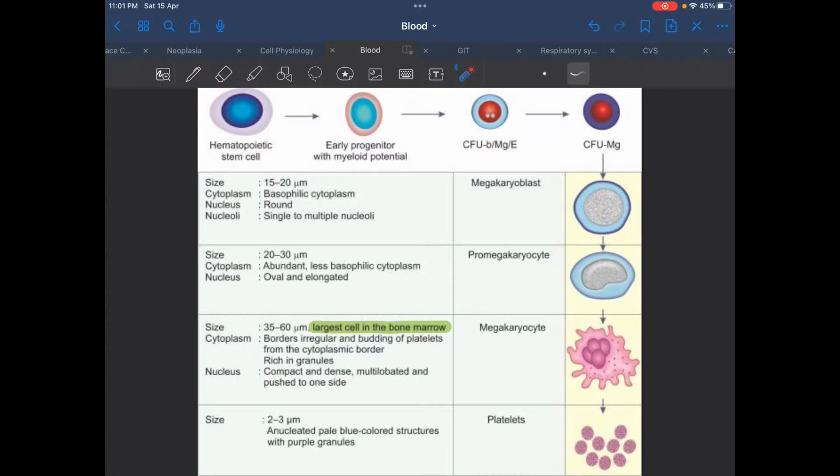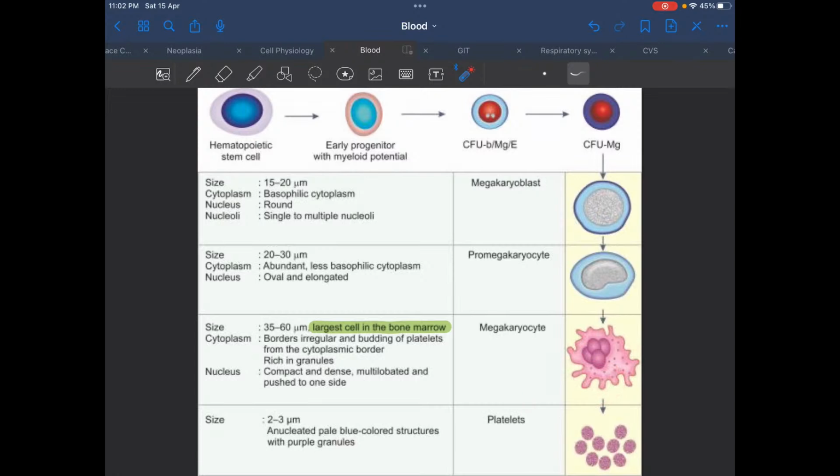We were discussing the megakaryoblast, how it has a round nucleus. Then the promegakaryocyte, again it has a basophilic cytoplasm, but comparatively it is less basophilic now. It has a reniform, kidney-shaped nucleus. What about the megakaryocyte? It's the largest cell in the bone marrow, and its borders are irregular, ruffled borders, I would say.